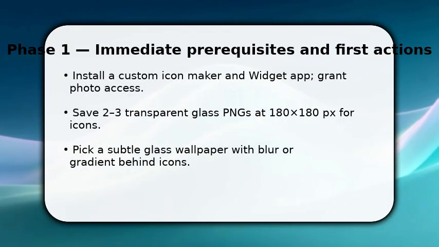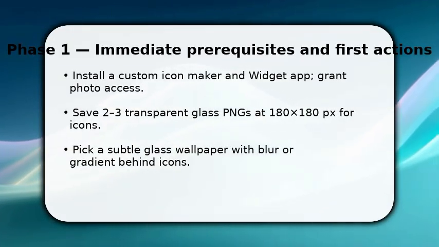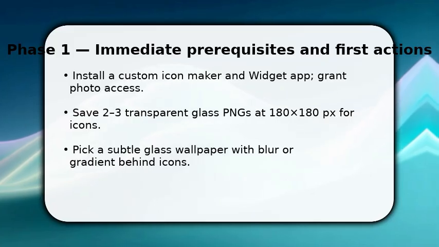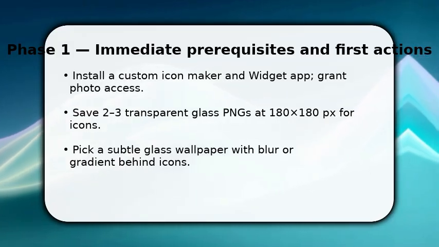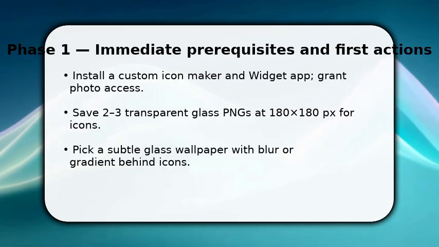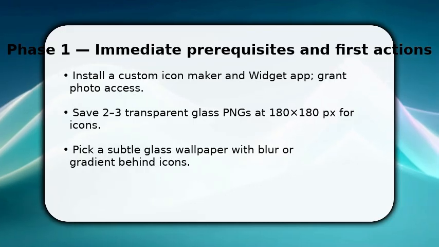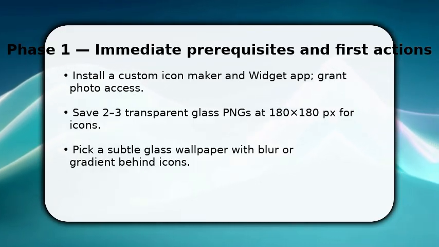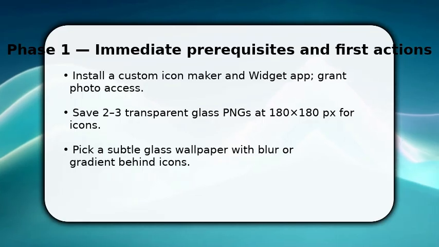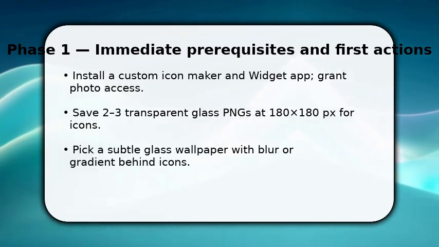You begin by gathering tools and assets. This gets you straight to work. Install an icon maker and a widget app, then save 2-3 transparent glass PNGs at 180 by 180 pixels so sizing is exact. Once done, pick a subtle, blurred wallpaper that shows glass edges versus busy patterns. Make sure Photos access is enabled for the apps.